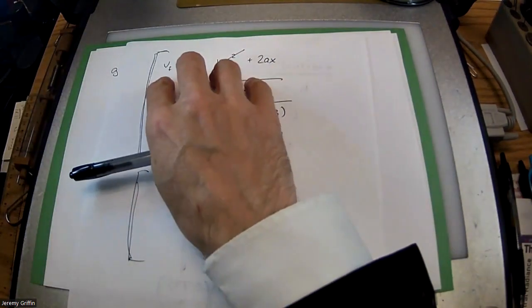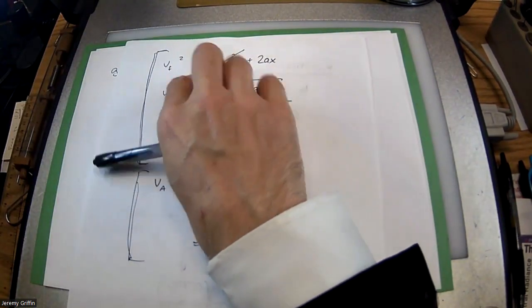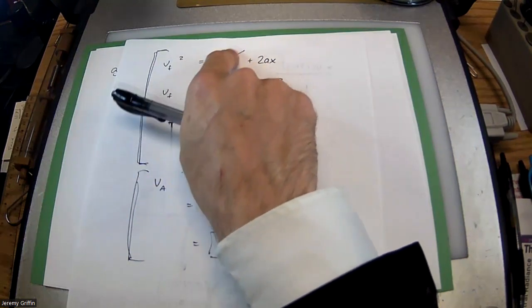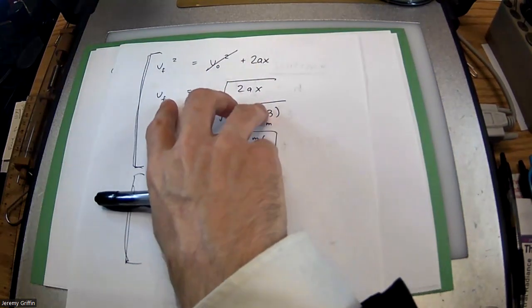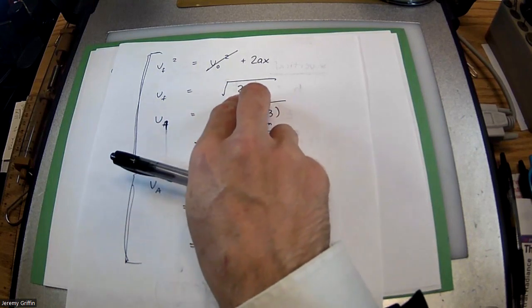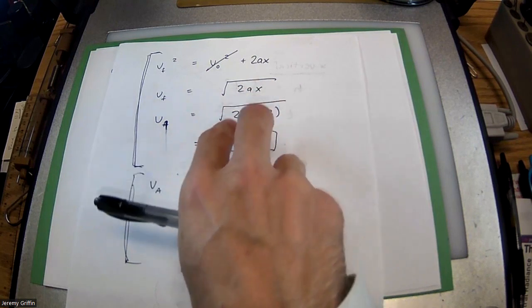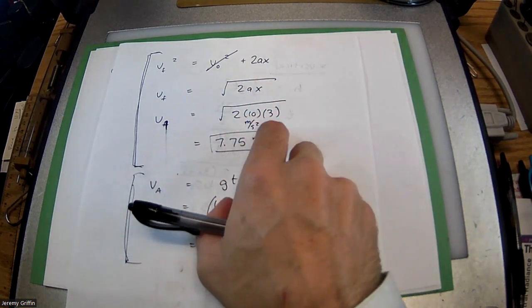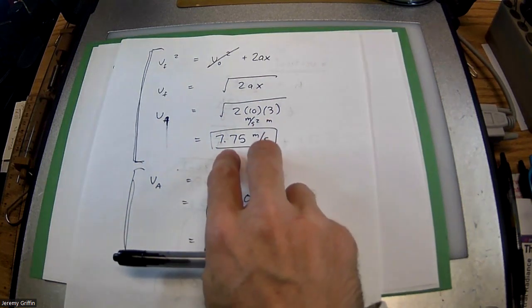You guys remember this one? V final squared is V naught squared plus 2AX. And if you drop it, then the V naught goes away anyway. So the V final is the square root of 2AX. Hey, does that look like the square root of 2GH? Which also reminds me a lot of conservation of energy. It leads to the same outcome. We've got this gravity field, this height drop, so we got 7.75 meters per second.